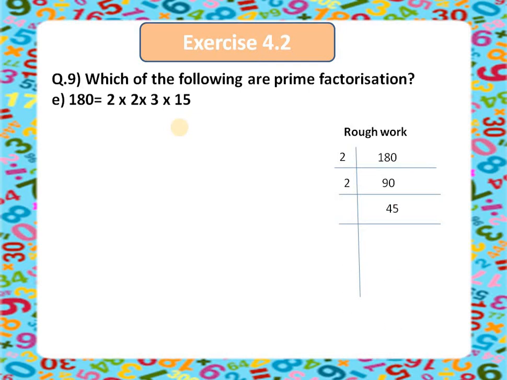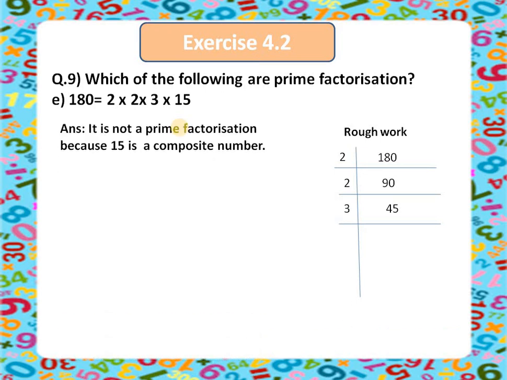Now it will be further divided by 3. So you will get 15. Then again you may divide it by 3. You will get 5. And 5 is a factor of itself only. So 5, and you will get remainder 1. Answer: it is not a prime factorization because 15 is a composite number, not the prime number.